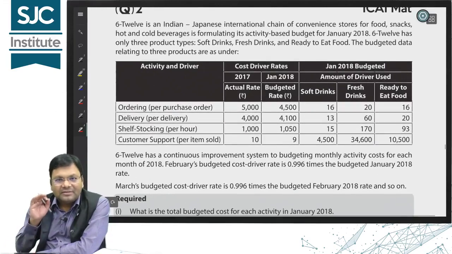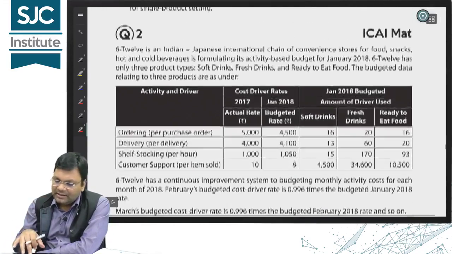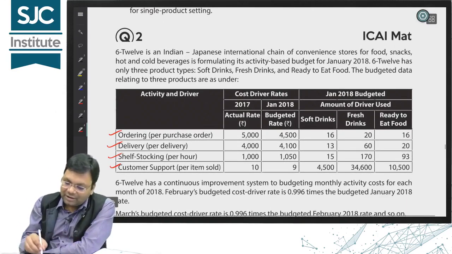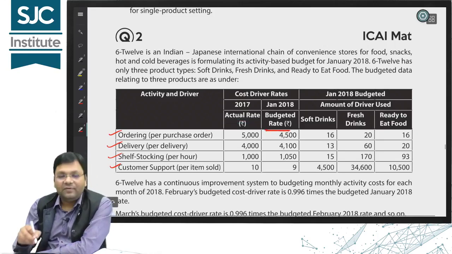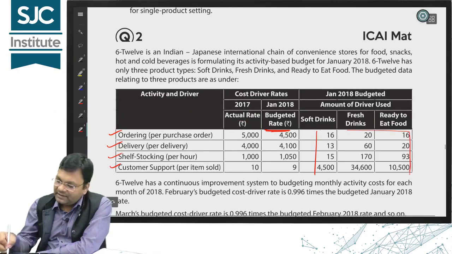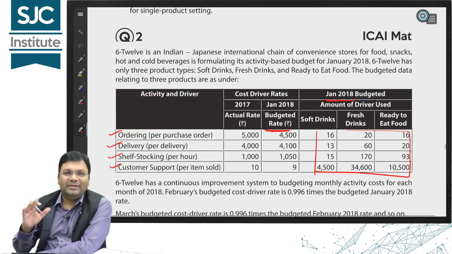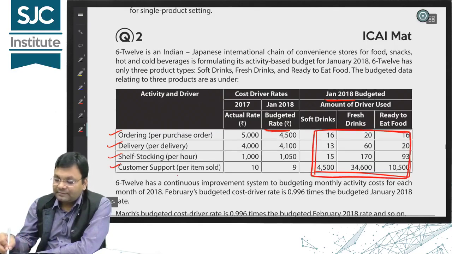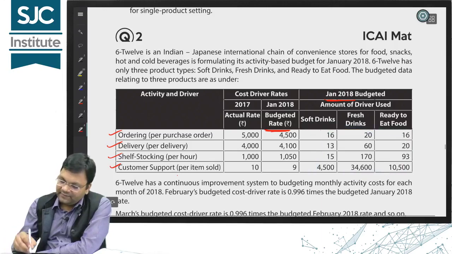Just check with a glance. Here you see there are 4 activities, 1, 2, 3, 4. The actual rate is given for 2017 and budgeted rate is given for 2018, and then there are volume of drivers which are given for January 18. So there is no product costing going on here. It's just activities, and there are 3 products in this. Okay, so if I have to find January's budgeted cost, it will be what?